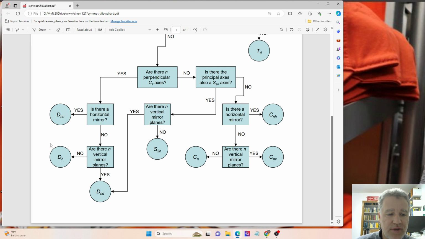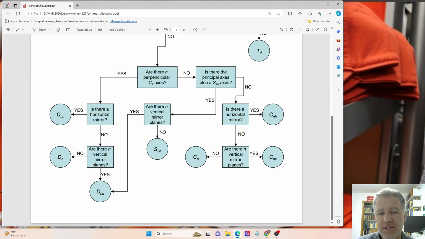If we answer yes to this, we end up in the D-type groups, and these are of higher symmetry because they have those extra perpendicular C2 axes. Notice here, let's go this way. This is the one that students have a little trouble with too. That's that S axis. Now, we only have to look for an S2n. So if you've got a C2, then you look for an S4. If you've got a C6, you look for an S12.